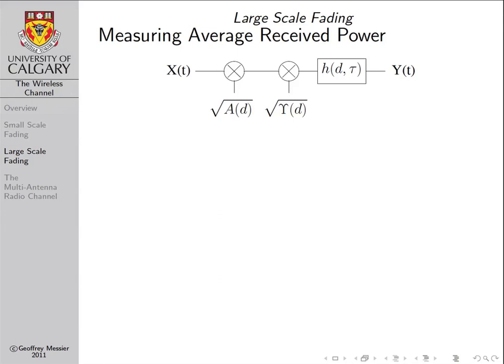So let's now begin the section of the module that deals with large-scale fading. And at this point, it's useful for us to step back for a second and take a look at our overall high-level model for the radio channel. Now, if you recall, all of the small-scale fading stuff that we've been talking about has basically been dealing with this channel impulse response section of the radio channel module.